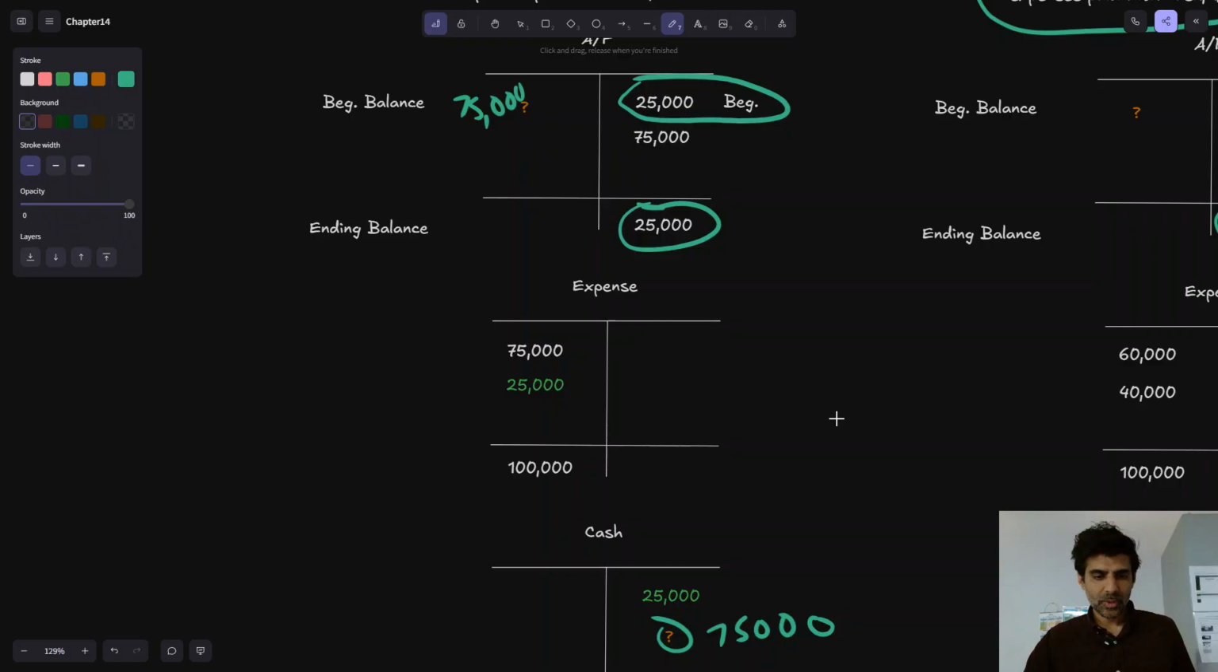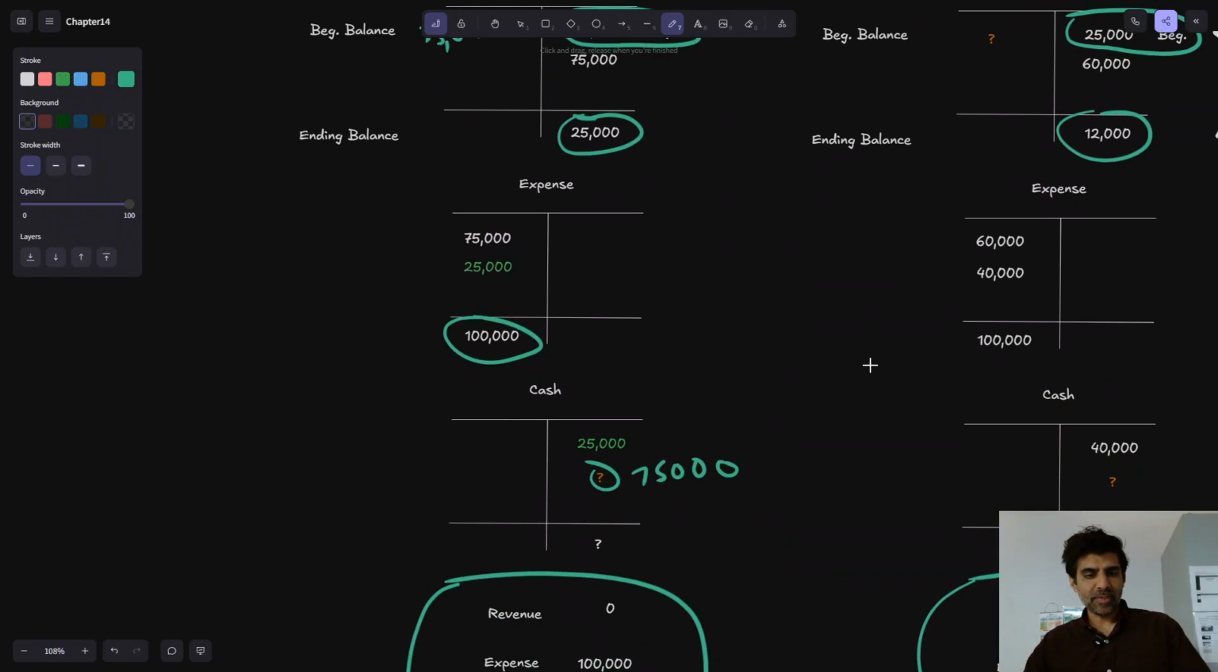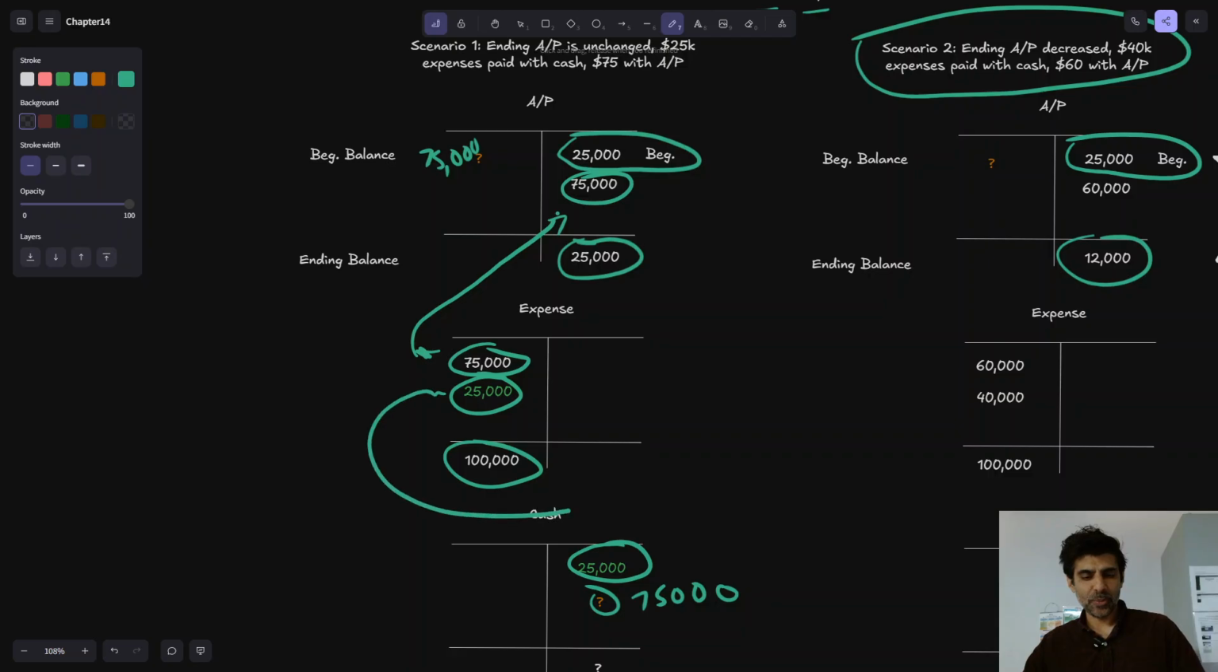And this we're okay with. This 100,000 had this 75,000. These two are related, because in this case we paid 75,000 with accounts payable, and this 25,000 we paid with cash. So that's already in cash. Do we agree with that 25,000? Because we just paid off those expenses straight up with cash. So now we agree that this 75,000 in cash is here.